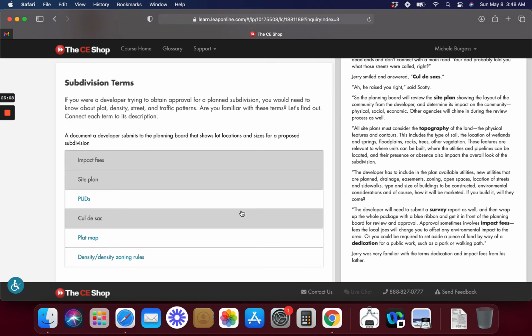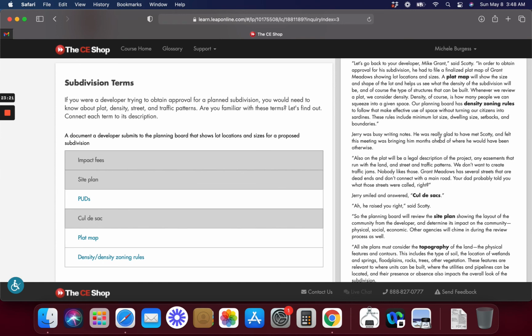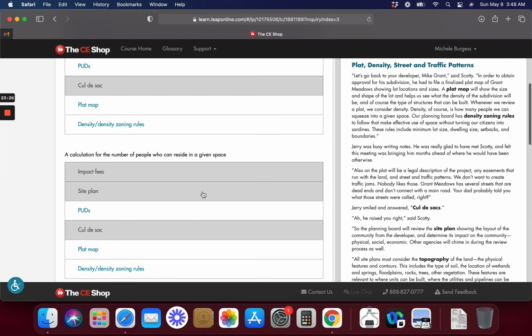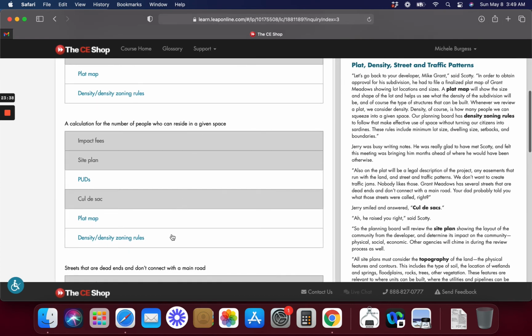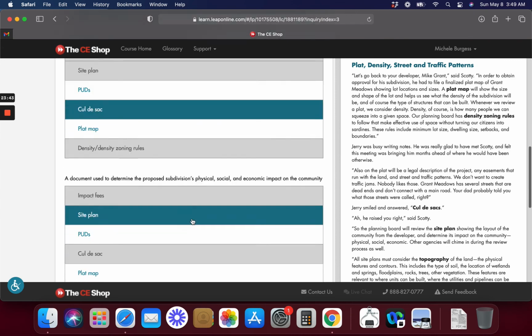Anyway, a document a developer submits to the planning board. Maybe that's this. Plan unit development. That's probably what that is. Plan unit development. Okay, I'll save that one. A calculation for the number of people who can reside in a specific space. And I would think that's zoning. Zoning rules. We already got that one.